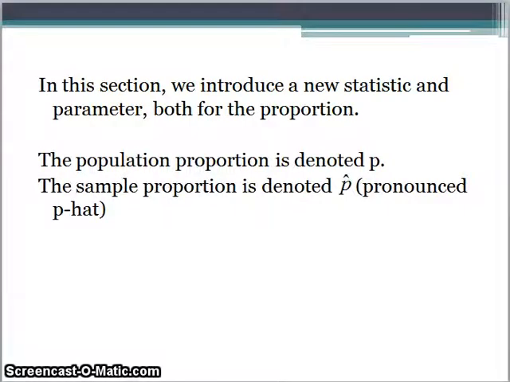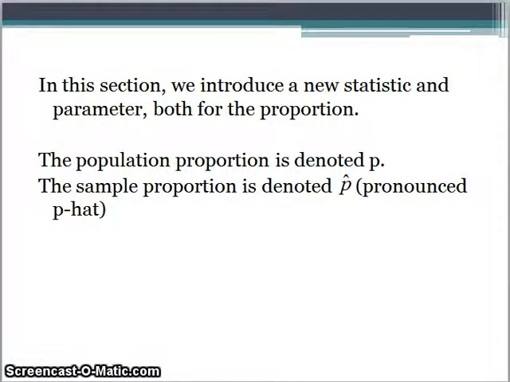Notation is important in this class, remember. So far we've got x bar as the point estimate for mu, we've got s as the point estimate for sigma, and now we have p. P hat is the point estimate for p. So p hat is the sample proportion and p is the population proportion.